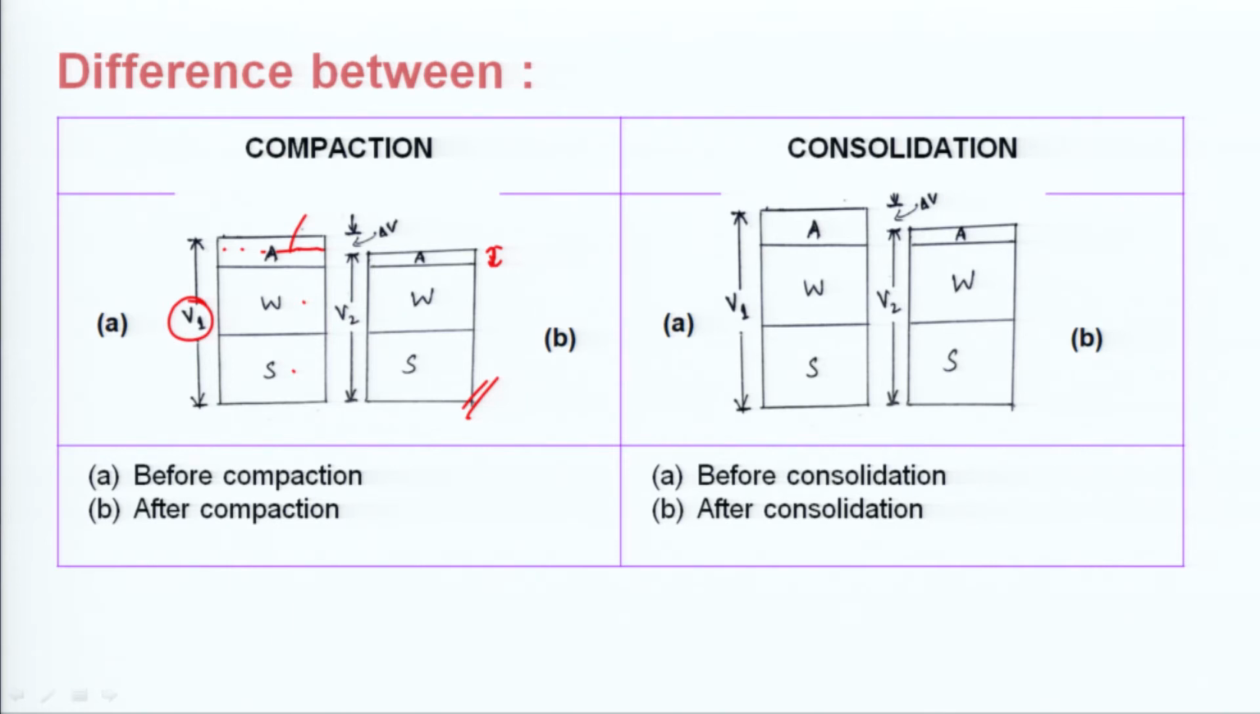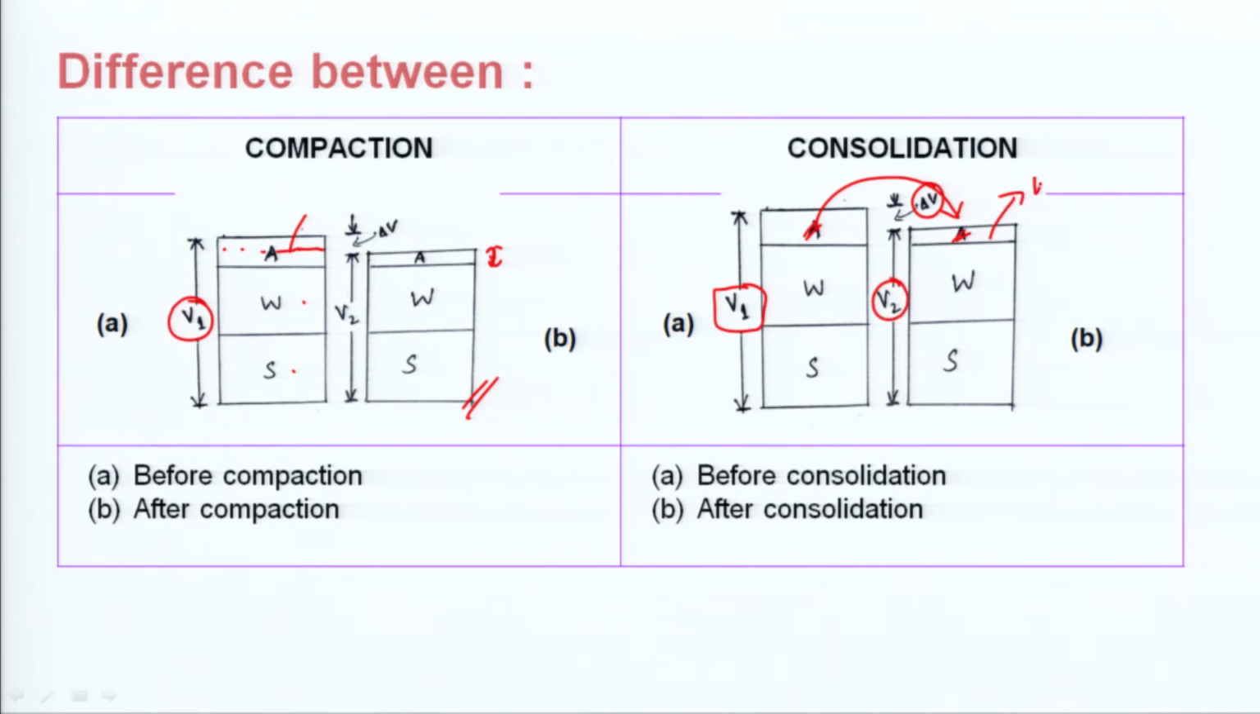Now, let us see what consolidation is. See here, the initial volume is, say, V1, as it was earlier. There is solid, water and air. What happens in the second case, when consolidation is taking place? Let us say we are removing the air, and we are left with solid and water only. When consolidation takes place, the volume is reduced and comes out to be V2. That is due to what?